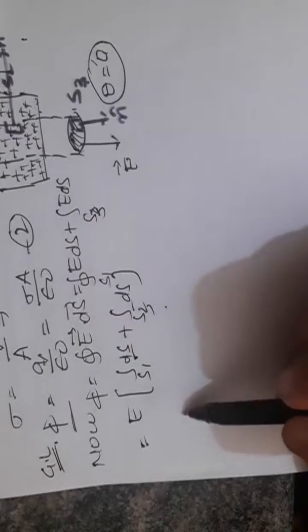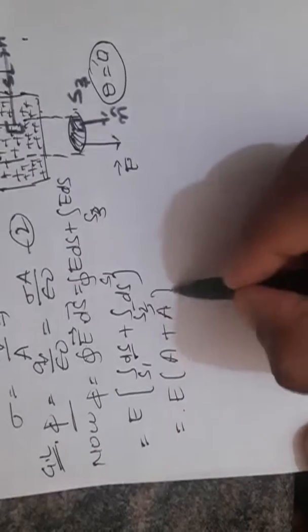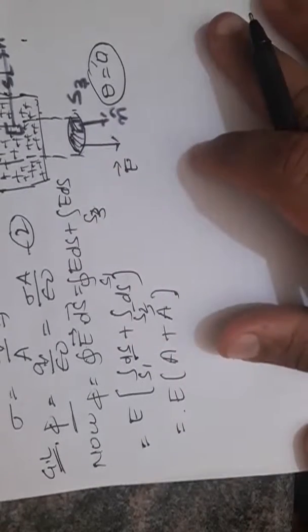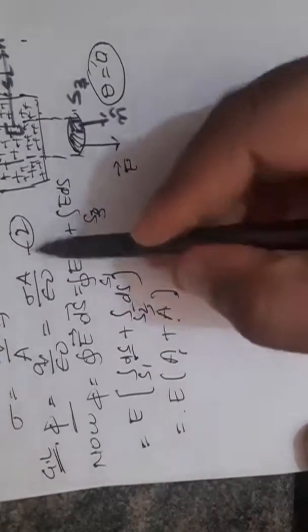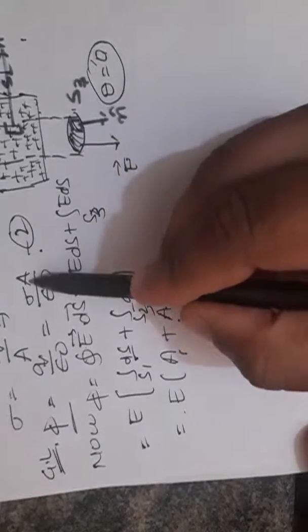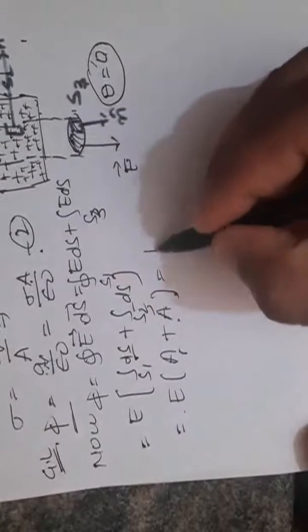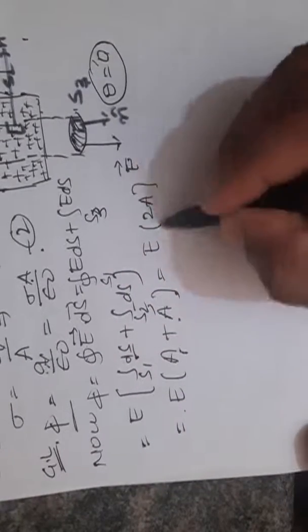Let us assume that its area is A. Later on I will substitute its value, whatever the value. Why am I taking A? Because in equation number 2 I am taking A as the area of the Gaussian surface, so that it includes the charge Q. So it will be A plus A. How much is A? It becomes 2A. This is equation number 3.